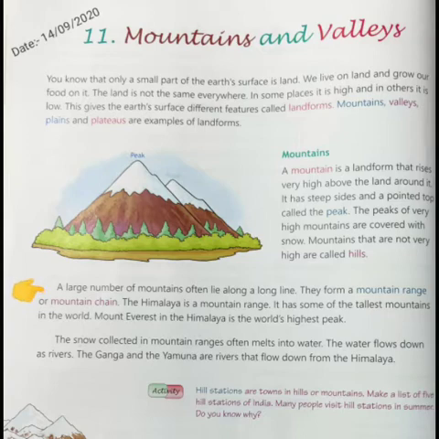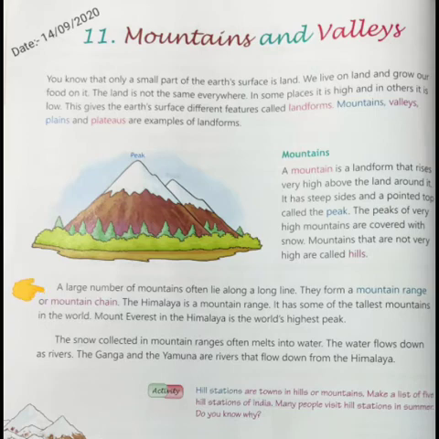A large number of mountains often lie along a long line. They form a mountain range or mountain chain. The Himalaya is a mountain range. It has some of the tallest mountains in the world. Mount Everest in the Himalaya is the world's highest peak. It is on the Nepal-China border.